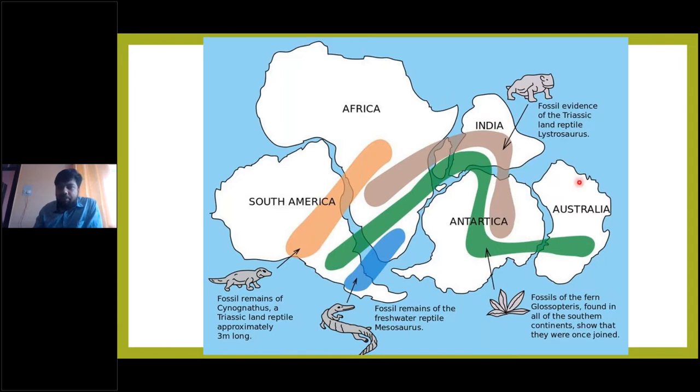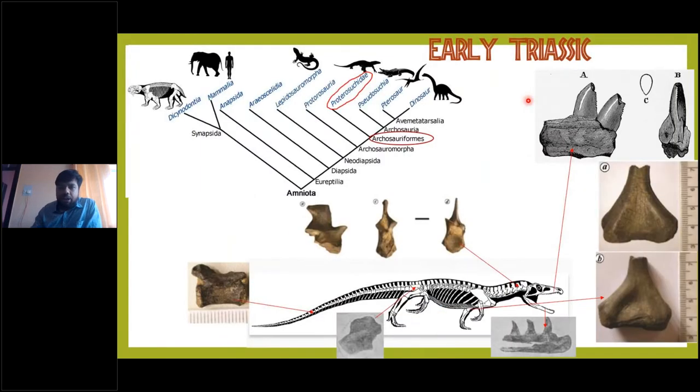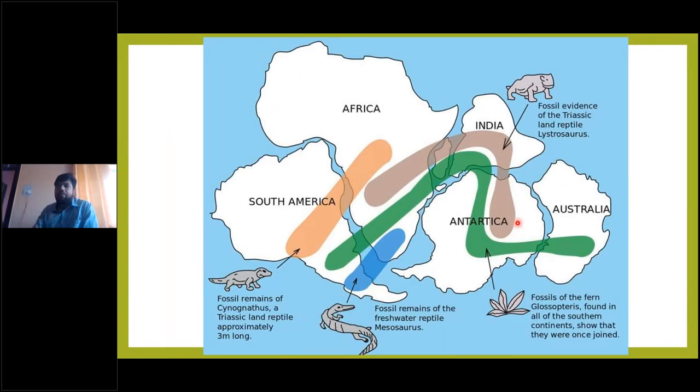A similar assemblage is also known for the Proterosuchidae or the Proterosuchus. Although their name was Chasmatosaurus earlier, now they are known as Proterosuchus. So Proterosuchus, which is known from the Panchayat formation of India, coexisted with this synapsid animal, this Lystrosaurus.